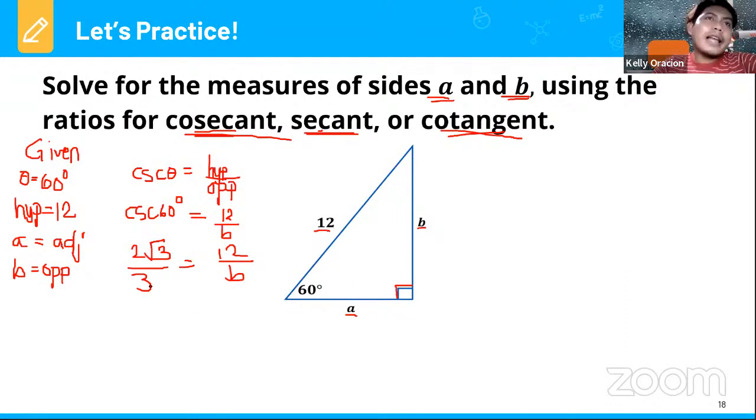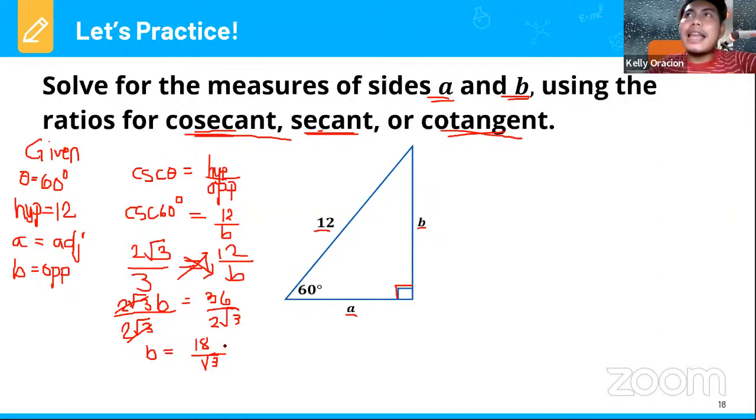Then cross multiply, class. Okay, perform cross multiplication. This is the manual process, ha. Cross multiplication, so 2 square root of 3 times B equals 12 times 3, which is 36. To find B, divide both sides by 2 square root of 3. So you have B is 18 over square root of 3.